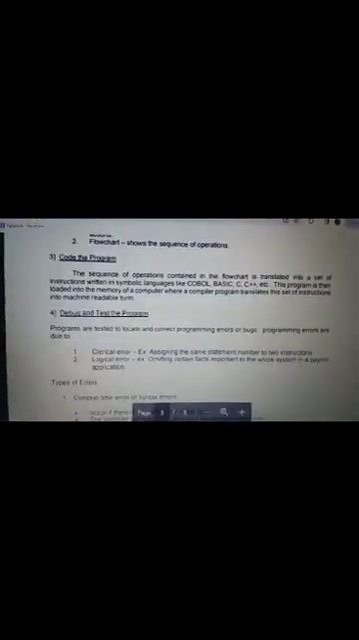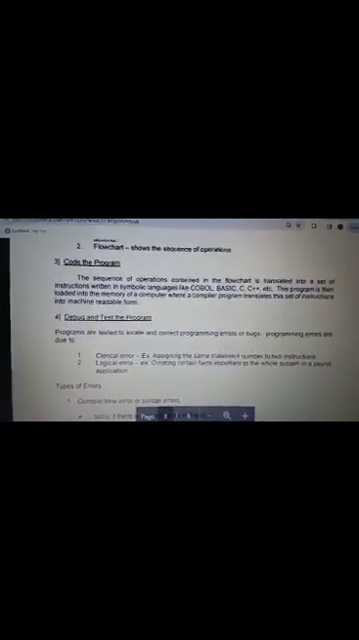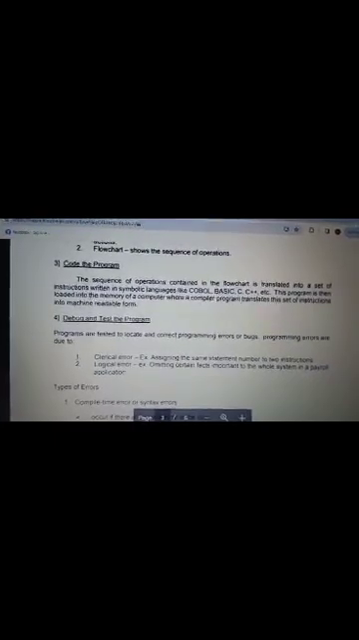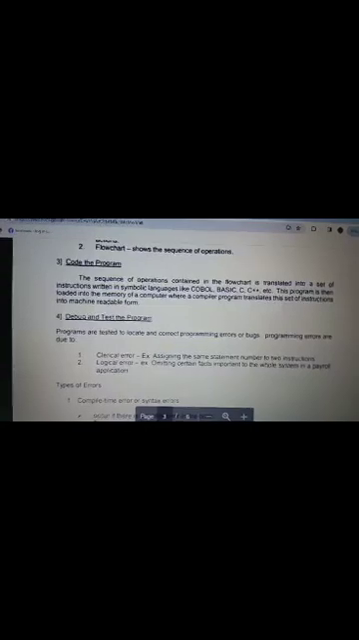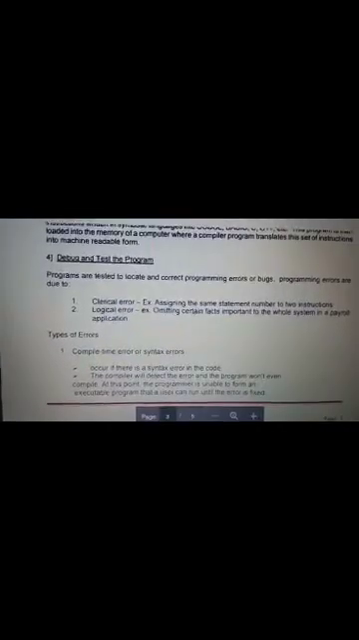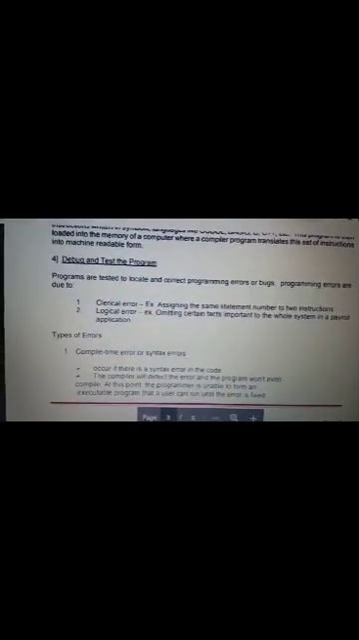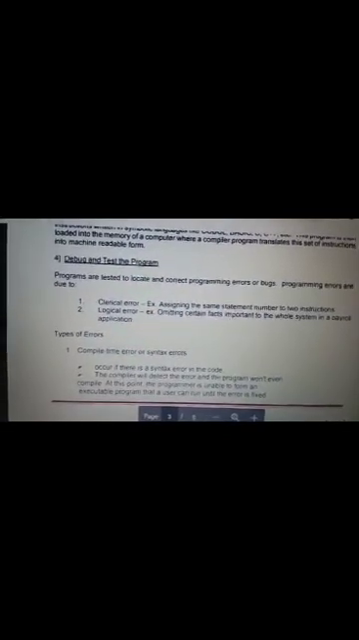3. Code the program. The sequence of operations contained in the flowchart is translated into a set of instructions written in a symbolic language like COBOL, BASIC, C, C++, etc. This program is then loaded into the memory of a computer where a compiler program translates this set of instructions into a machine-readable form. 4. Test the program. Programs are tested to locate and correct programming errors or bugs. Programming errors are due to clerical errors and logical errors. We have here two types of error, which are compile time error or syntax error, and runtime error.